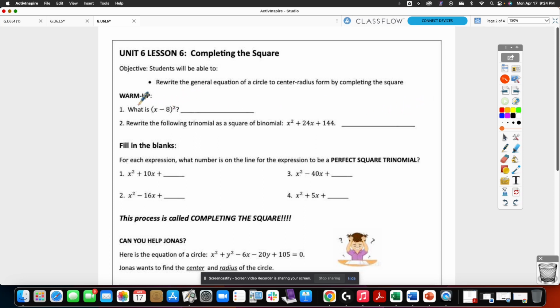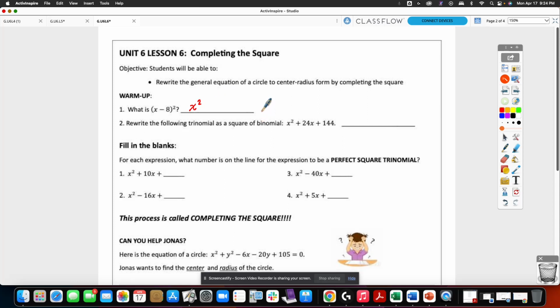So for the first one, for number one of the warm-up, you're asked to find the square of x minus 8. So what is x minus 8 squared? Now we know from the past lesson that when you square a binomial, the result would be a trinomial. So you have three terms for the answer. The first term would be the square of x. So you have x squared.